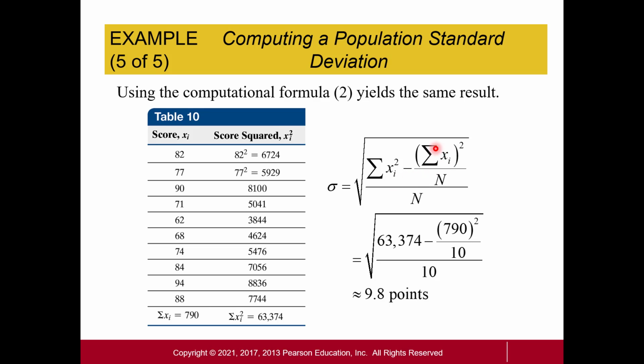So right here, this was the sum of the scores, and then we square that. So that's why it's 790 squared. And then the first term here was our scores squared and then added up. That's where that 63,374 came from. And we just do this division, subtraction, and then divide by 10 inside the square root, and we get 9.8 also. So 2 ways to calculate the standard deviation, and more so this version is a little bit easier to work with.